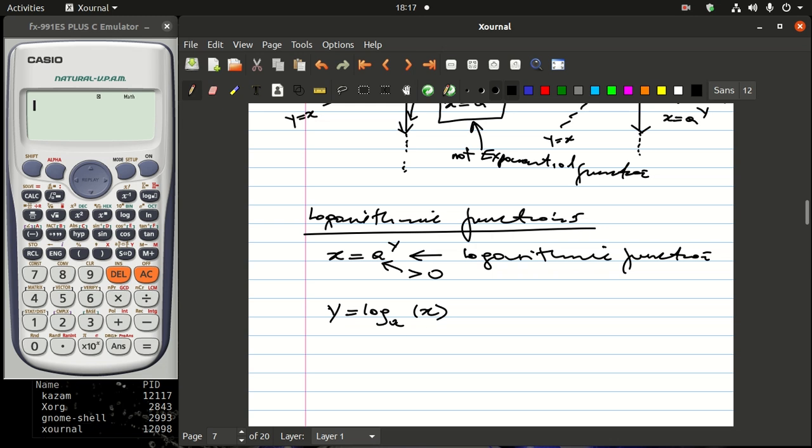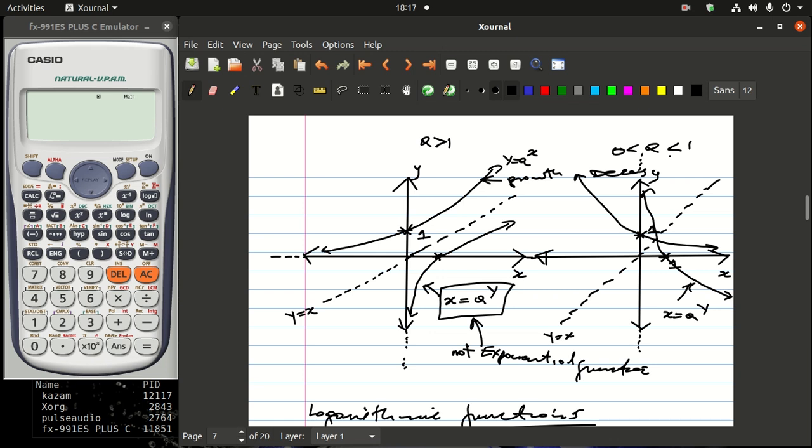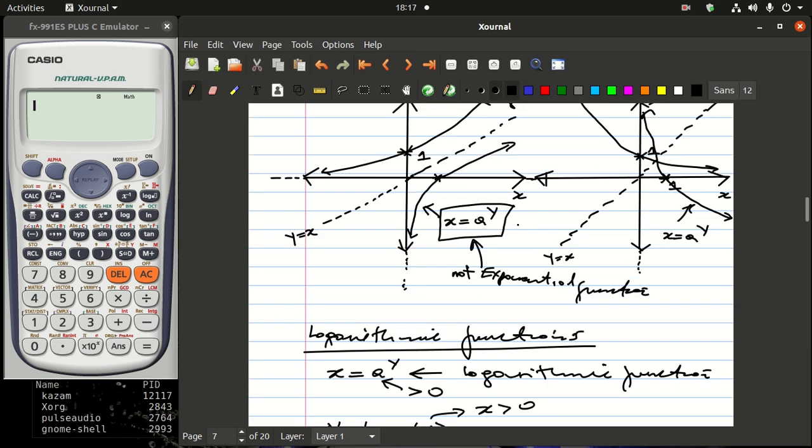So the domain of this function is the domain of that function. That is always defined when x is greater than 0, and this base here must always be greater than 0. So that's what a logarithmic function looks like. If the base is less than 1 and greater than 0, the logarithmic function looks like this. And if it is greater than 1, it looks like this.